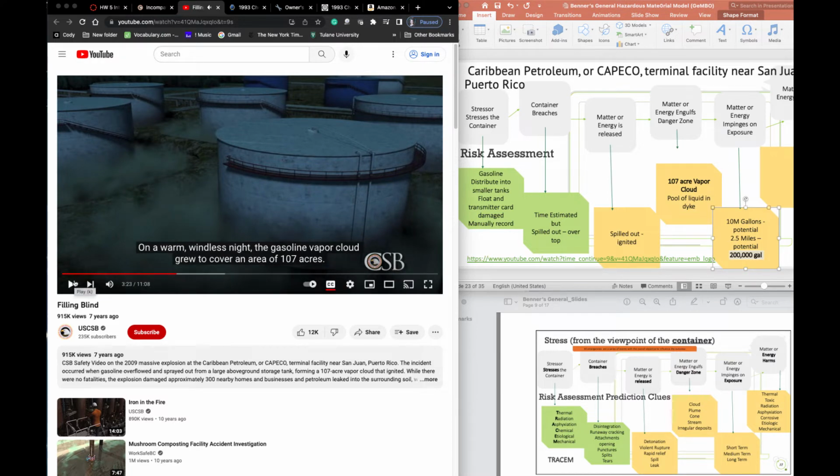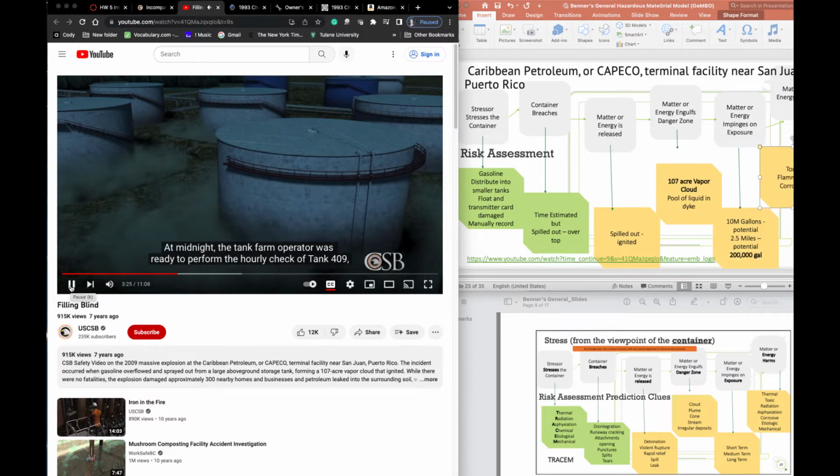That's really important there, warm, windless night, because the gasoline is heavy, right? The vapors fall down to the ground, and then they're not being moved. And there are evacuation distances based on weather conditions in the emergency response guide.